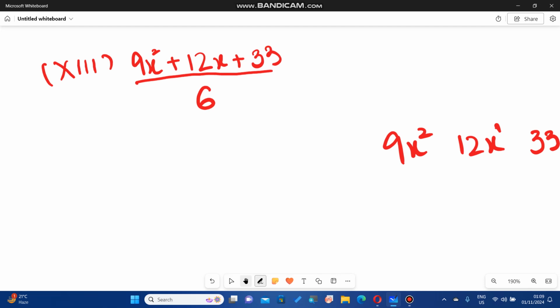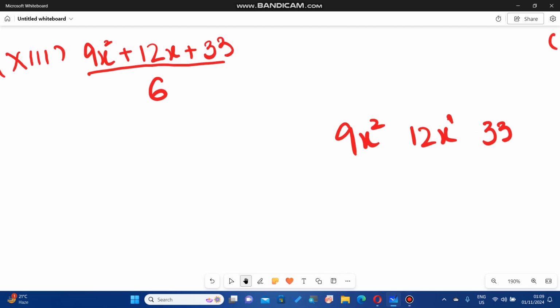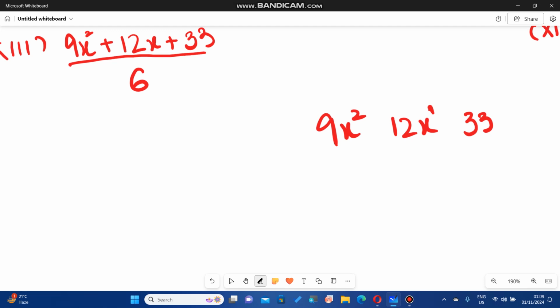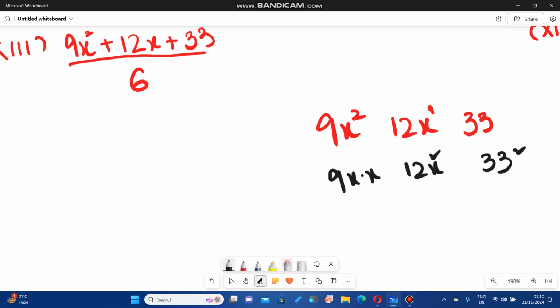Or you can think, can we take x common here? As you can see, we have 9x squared, that means 9x times x, 12x and 33. Can't we take this x common? We cannot take the x common since x is present here, but it is not present in the last term. That means we cannot take the variable common. What can we take common here? We can take the number common. 9, 12 and 33. What can we take common out of 9, 12 and 33?